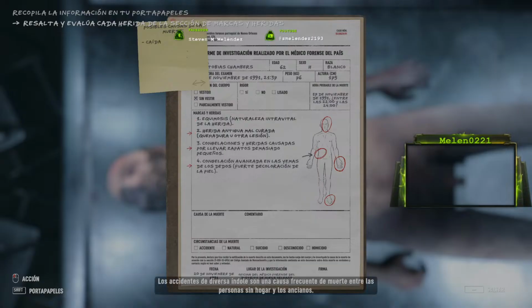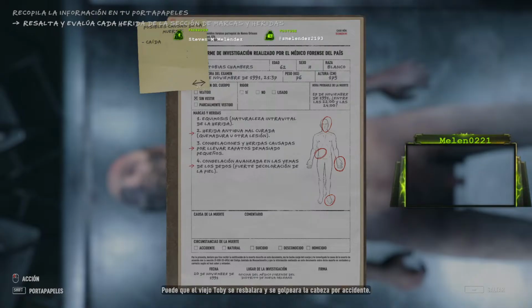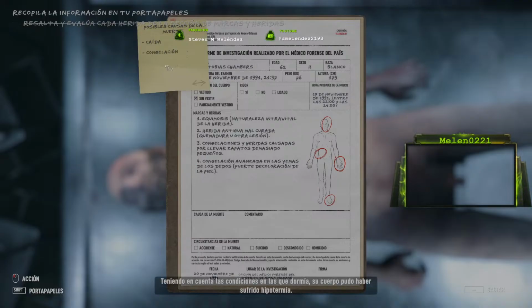Various types of accidents are a common cause of death among the homeless and the elderly. Perhaps old Toby slipped and accidentally hit his... This is of no interest to us. The nights have been particularly nasty. Considering the conditions in which he slept, his body may have become hypothermic. Since the deceased clearly smelled of alcohol, I'll add alcohol poisoning to our list.